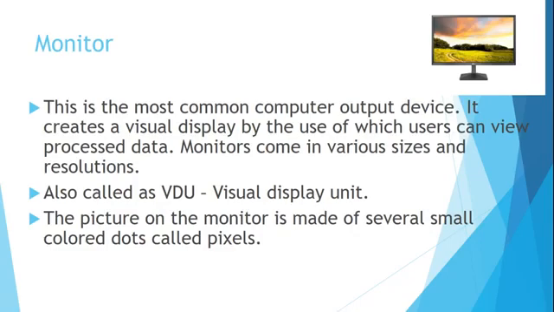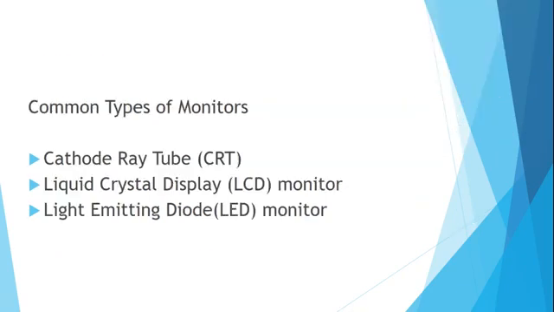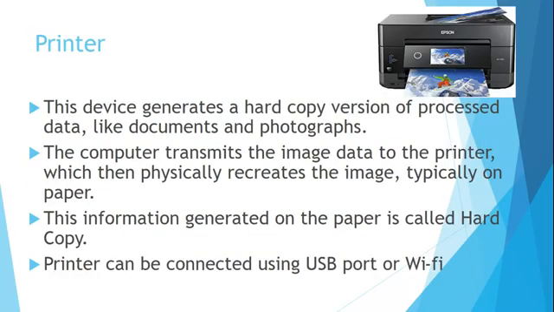What do you mean by resolution? There are several small colored dots called pixels and the picture is generated with the help of these pixels. The smaller the size of the pixel and the more the number of pixels, the higher the resolution is said to be. Some common types of monitors are cathode ray tube, which was used initially, liquid crystal display LCD monitor and LED monitor, that is light emitting diode.